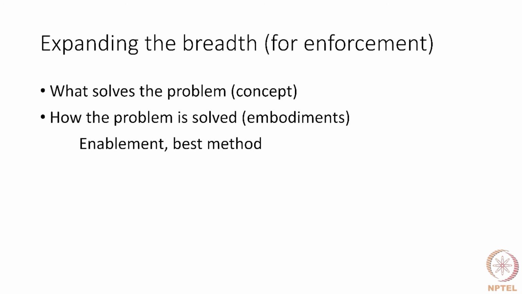And how the problem is solved will answer enablement, which is a requirement in patent law, and best method, which is again a requirement in patent law. Now, to determine whether the disclosure enables a person skilled in the art, what we call an enabling disclosure, or whether the inventor has disclosed the best method of performing the invention, these pertain to the how part of the problem solved. How is the problem solved? So that describes the details, whereas what solves the problem pertains to the concept.